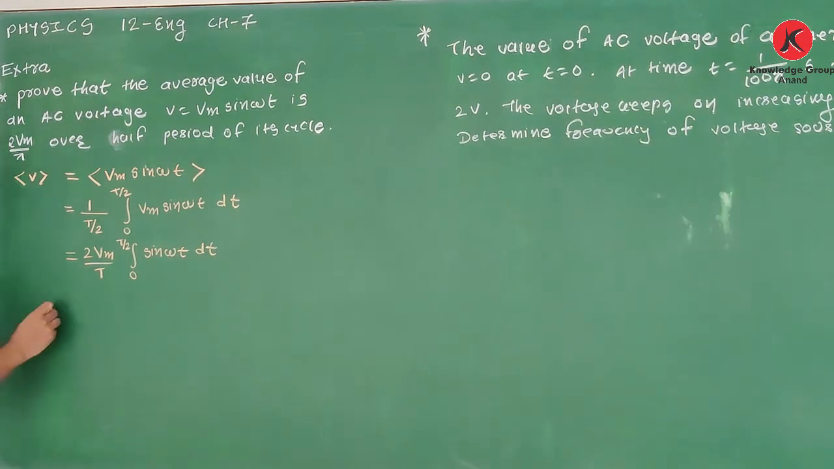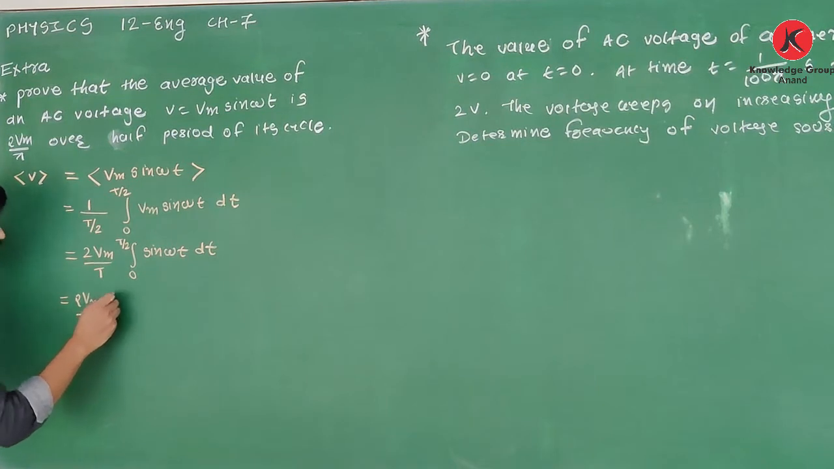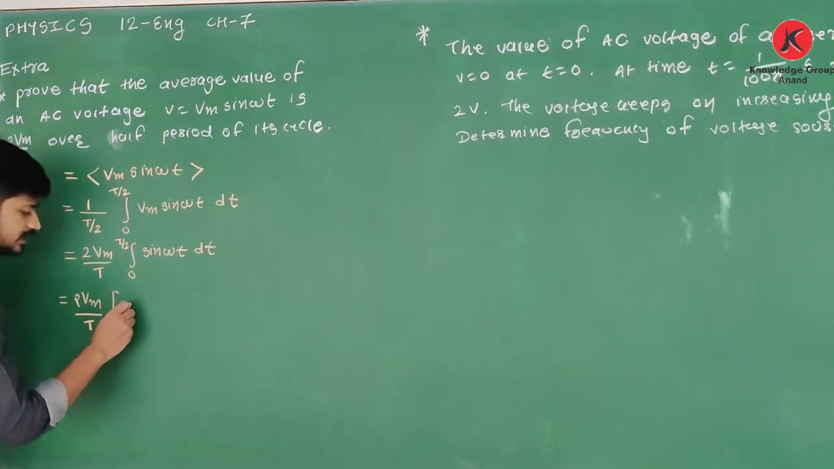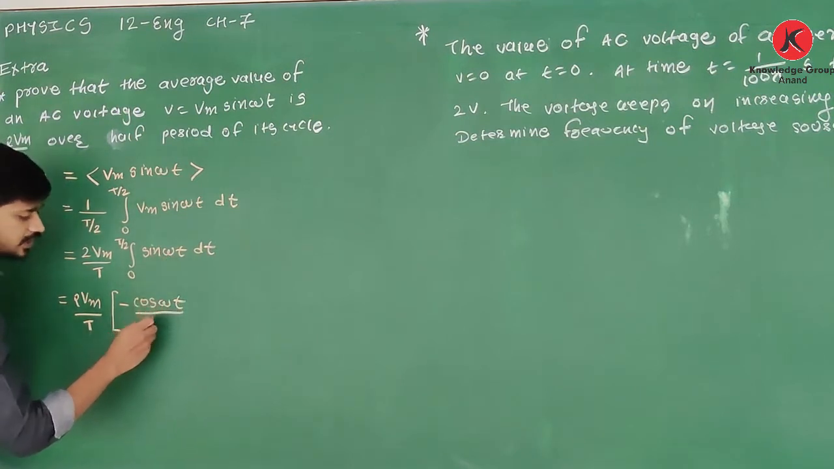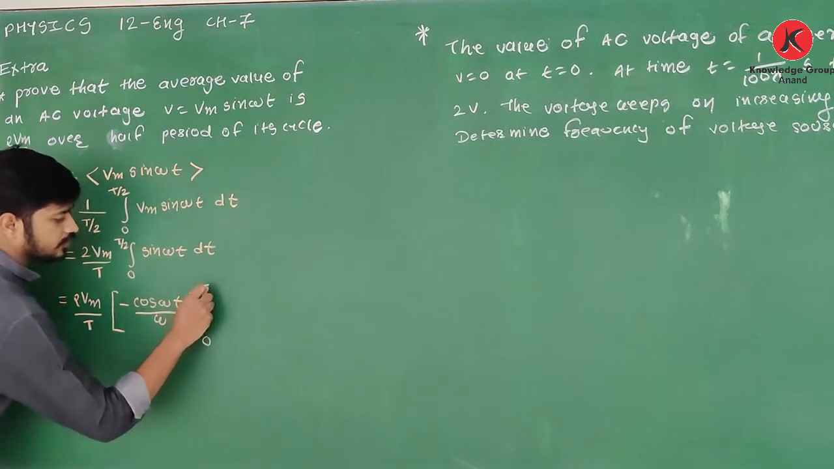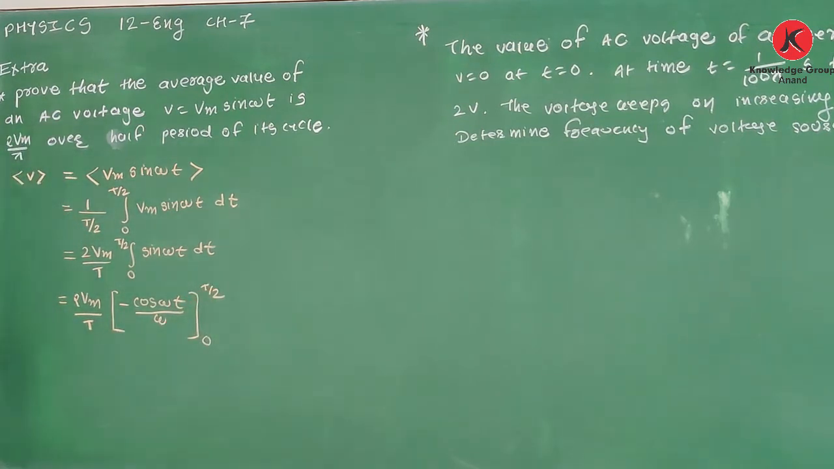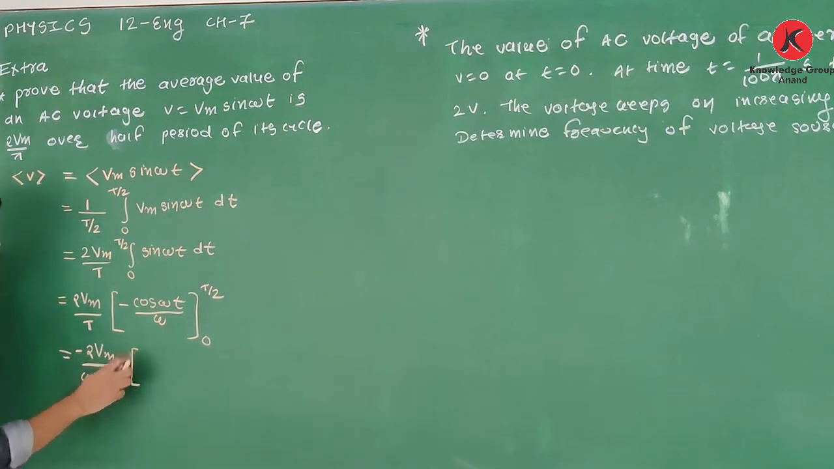Now we know the integration of sine. It is 2Vm upon T. Integration of sine is minus cos, so minus cos ωt divided by ω, because of differentiation of the inner term. The limit is from 0 to T by 2. Now I can write this ω and also the minus sign outside. That is equal to minus 2Vm upon ωT. In the bracket, now we have to put the limit.